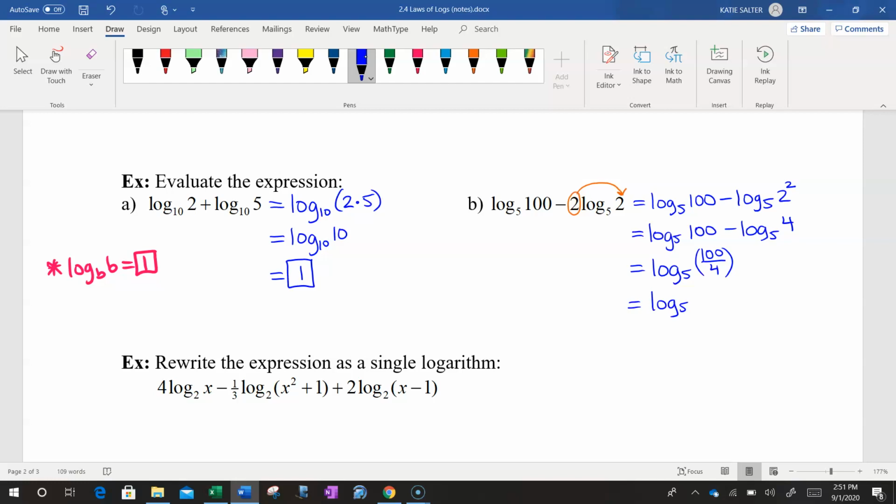So this becomes log base 5 of 25, and then we evaluate it. 5 to what power would give us 25? And the answer is 2.